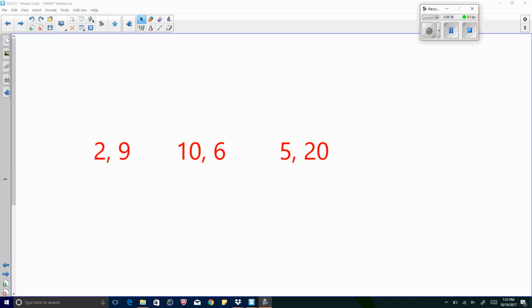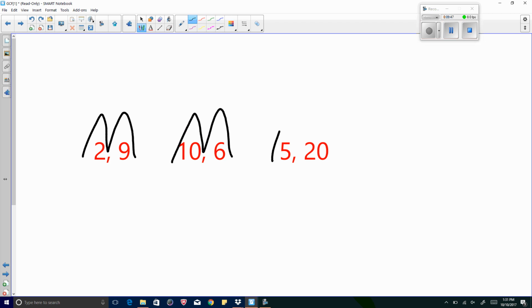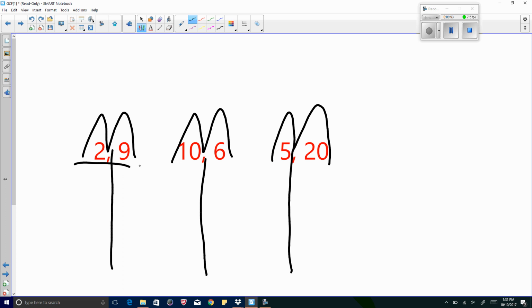Here are 3 sets I'd like you to find common multiples for. So I'll start you off by putting in that M for multiple. Draw our lines. I'll go ahead and try to find the least common multiple of those sets, and then come back here and see if you got it right.